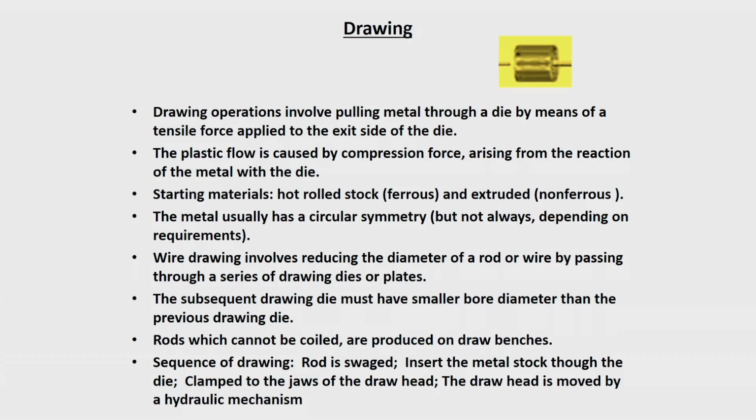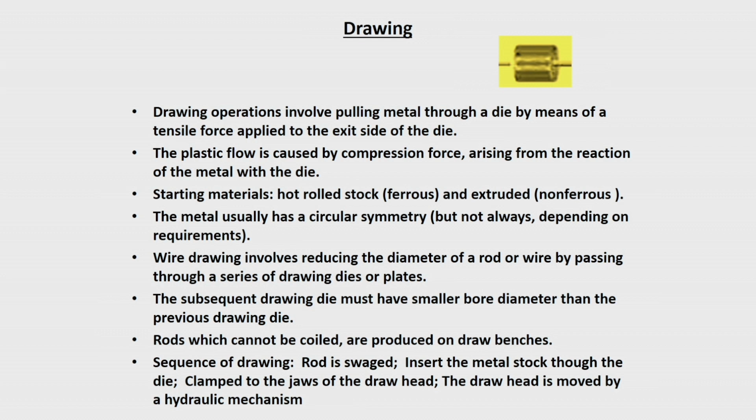Finally, when it comes out, it may be coiled. Rods which cannot be coiled are produced on draw benches. Coiled means you can have a bobbin and the wire just gets coiled onto that. If the diameter is very large, coiling of the drawn wire may be a problem, or if it is a rod, then coiling will be a problem. In that case you may use a draw bench.